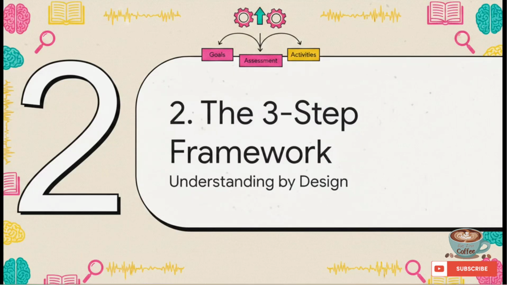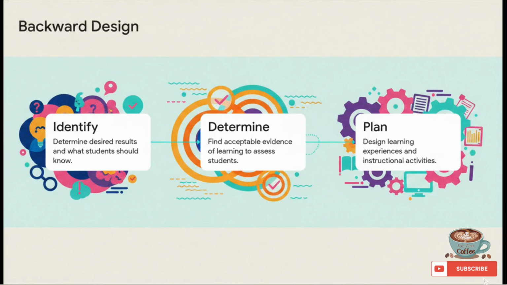Moving right along to Section 2, the 3 core steps of backward design. So this framework was developed by Grant Wiggins and Jay McTighe, and it hinges on these 3 absolute non-negotiables. Step 1, identify desired results. Essentially, what should our students know, understand, and actually be able to do?